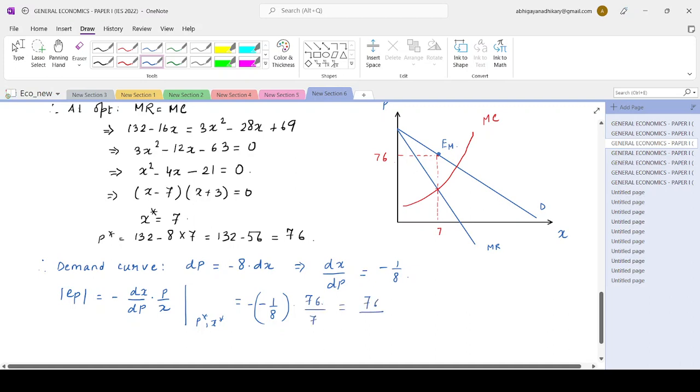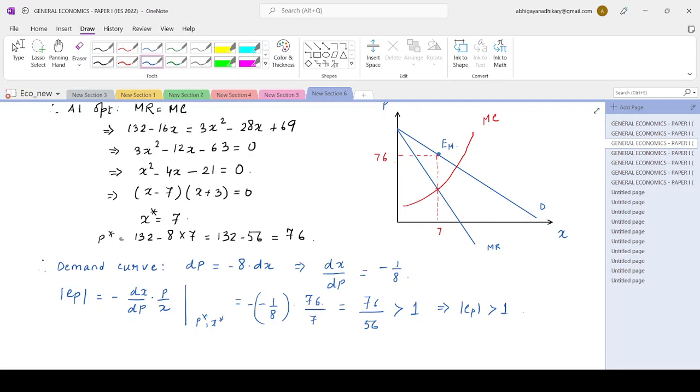So that is 76 divided by 56, which is definitely greater than 1. So mod EP is greater than 1. And this shows that the monopolist is operating in the elastic segment of the demand curve. Alright. So the first part is completed.